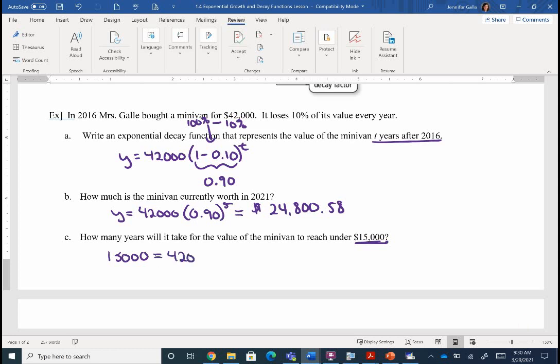I still started with $42,000, still decreasing at 10%. But now in this case, I don't know the time. I don't know how long it's going to take me to get there. One course of action you can do is to literally guess and check. So do the process we did in part B. Put a 6 in for the t. Put a 7 in for the t. Put an 8 in for the t. Put a 9 in for the t until you get below the 15,000. You can do that. Or we can go to the calculator so it can do it for us faster.